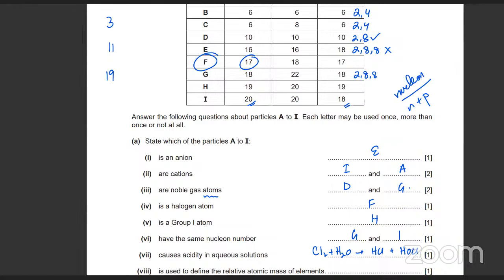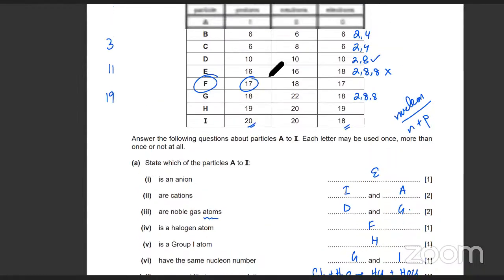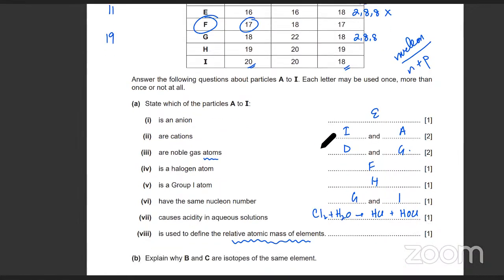It's used to define the relative atomic mass of elements. Any idea कि relative atomic mass जब आप निकालते हो, तो which element is used for comparison? Carbon. Carbon 6 होता है, ठीक है, that's B. ठीक है, इस केस में it's B.